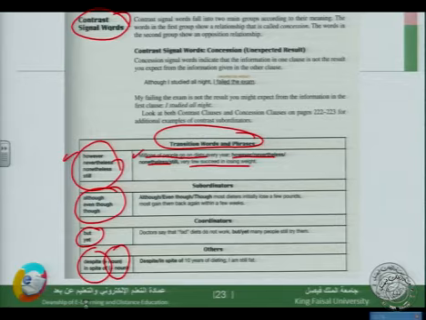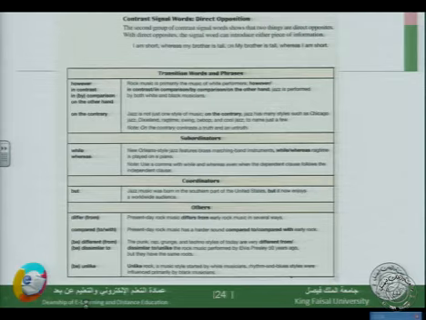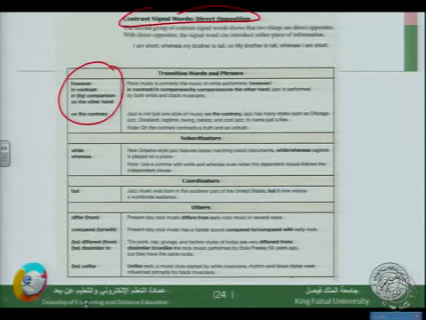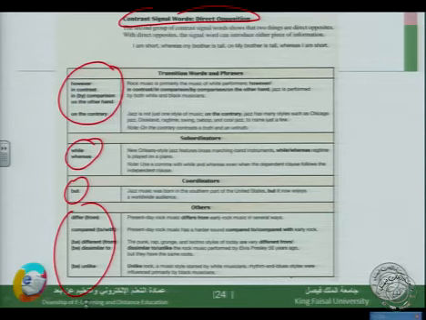We will explain the function of coordinators and subordinators in class number 9 and 10. So we will actually just read this to save some time. And here are also some contrast signal words. We said like however, and in contrast, and on the other hand, or in comparison, or by comparison. Also we have other subordinators and coordinators. We will explain them inshallah in class 9 and 10.